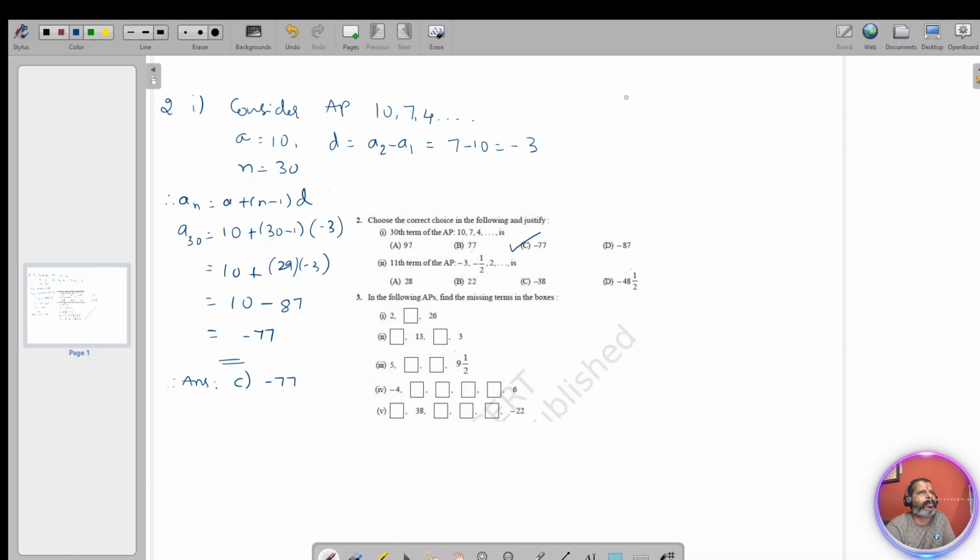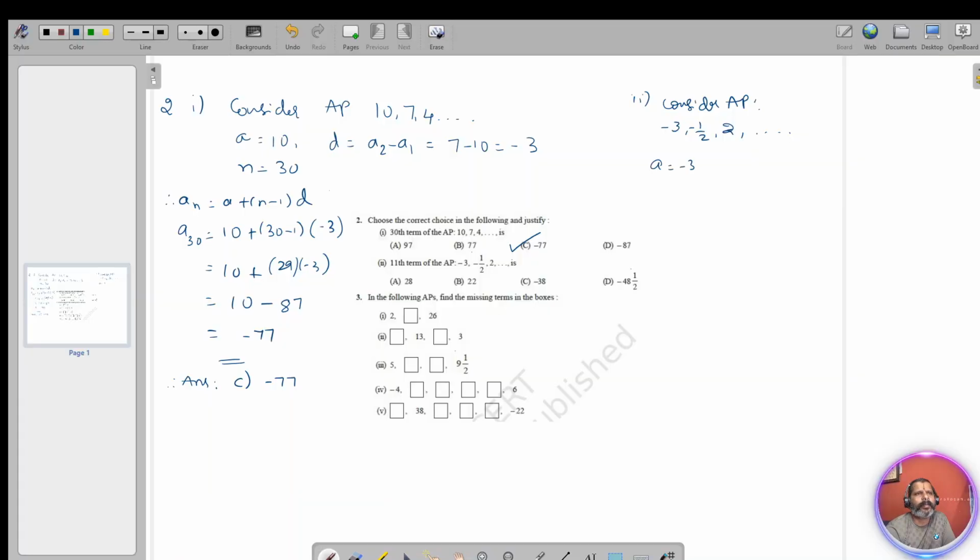We'll see the second question in that same main. The 11th term of the AP. It's a similar one, but the AP is differing. Here it has negative numbers and fractions, so you have to consider properly, calculate the common difference, and substitute. Let's see. Consider the AP given: minus 3, minus 1 by 2, 2, and so on.